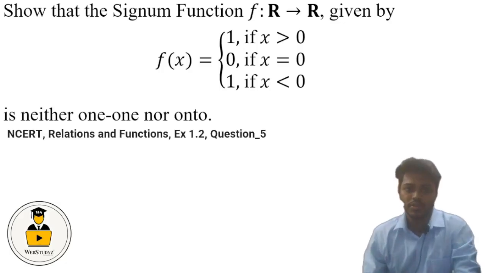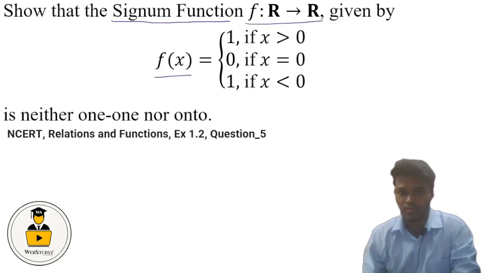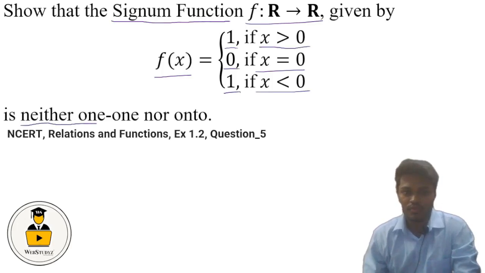Hello students, let us read this question. Show that the signum function from R to R, given by f of x equals 1 if x is greater than 0, 0 if x equals 0, and -1 if x is less than 0, is neither 1-1 nor onto.